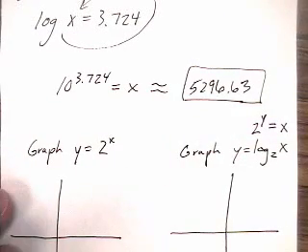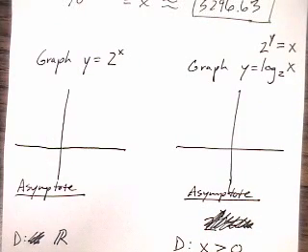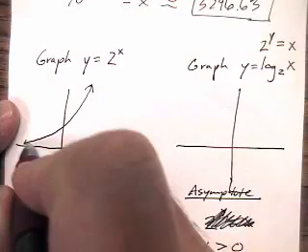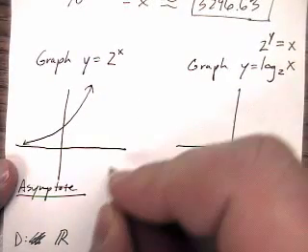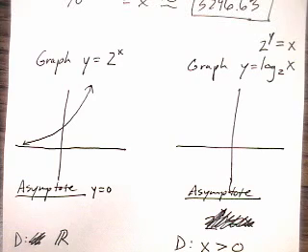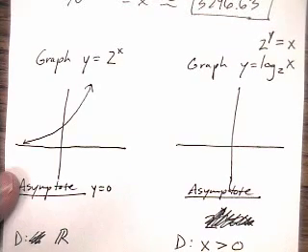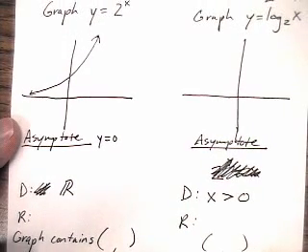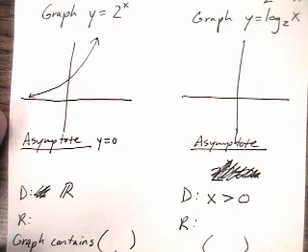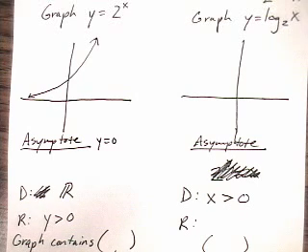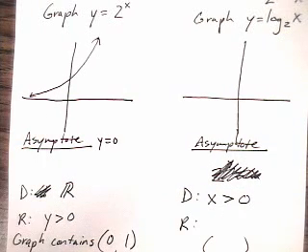Now, you need to understand these two graphs. Y equals 2 to the x. Well, we should know that one, right? That's exponential growth. Asymptote: y equals 0. Domain, all reals. Range: y greater than 0, right? Because it can't touch the asymptote. And the graph contains the point 0, 1.